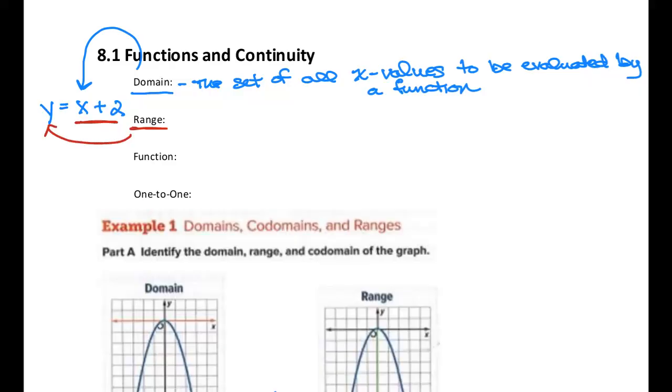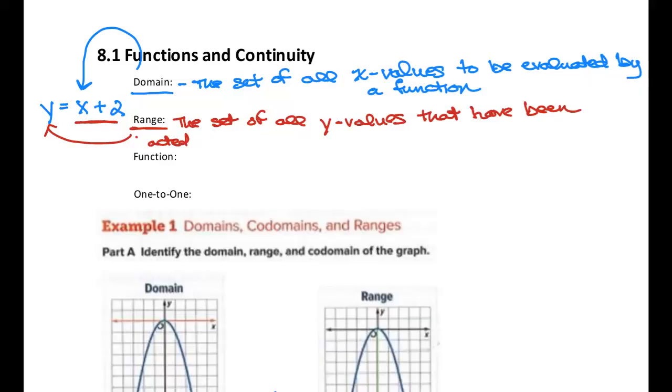And the range is the set of all y values that have been acted on. I'm going to put acted on because they're not really acting in the function. But something has happened in the function to get that y.